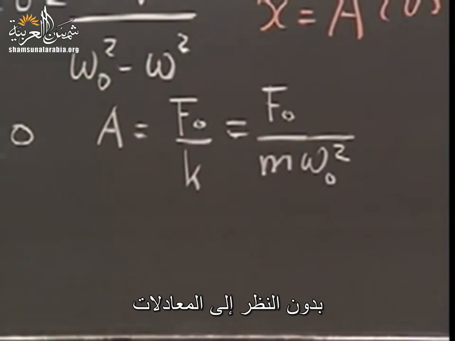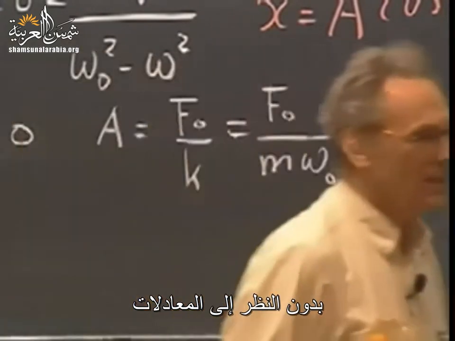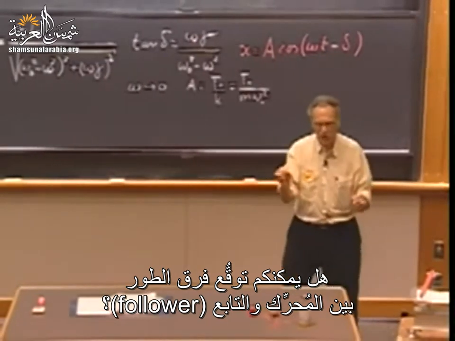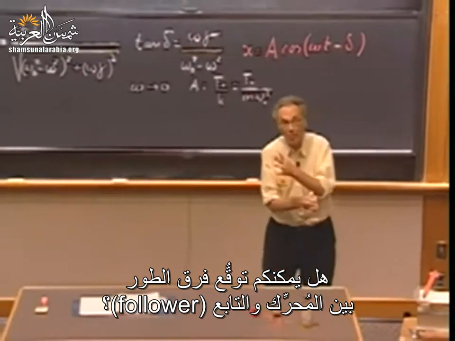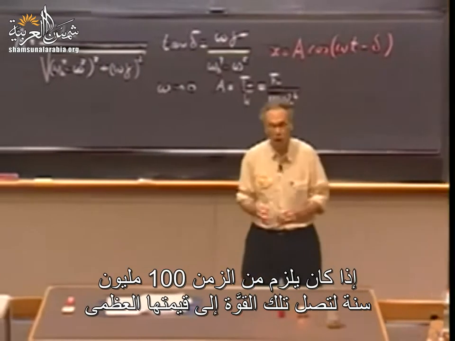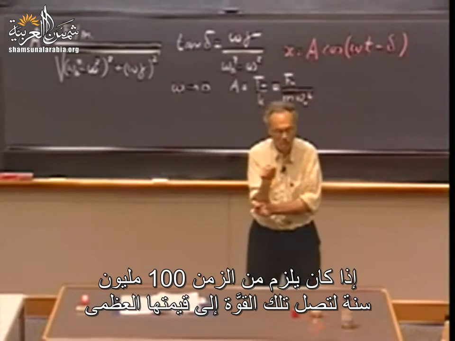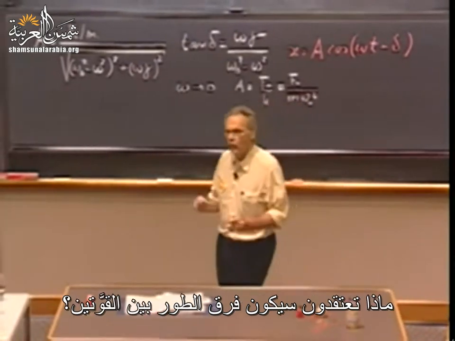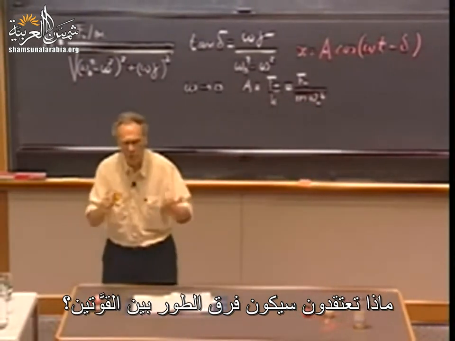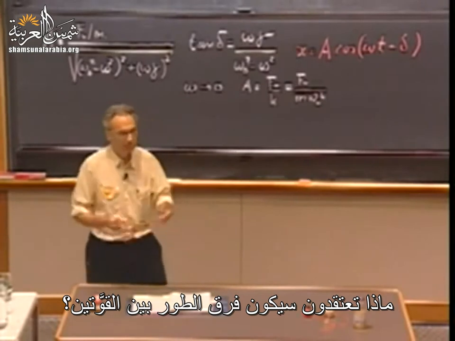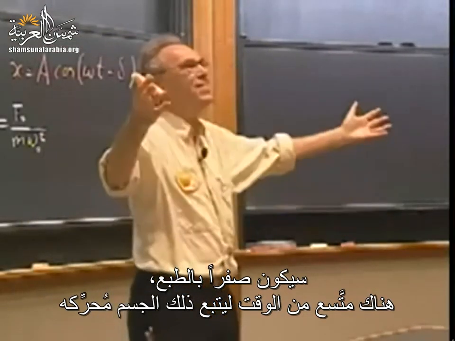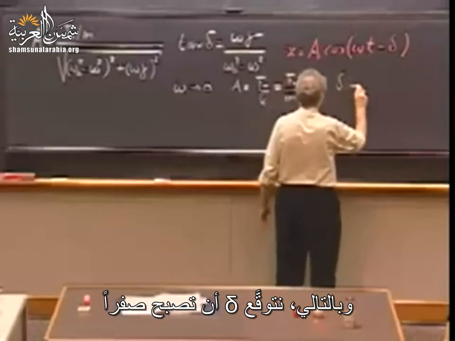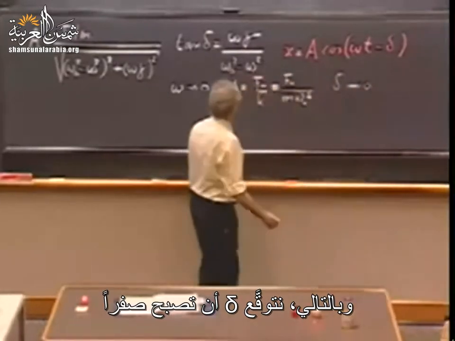Now, without looking at equations, can you guess what the phase difference is between the driver and the follower, if it takes 100 million years for that force to slowly reach its maximum and 100 million years to go back again? What do you think will be the phase difference between the two? It will be 0, of course. There's plenty of time for that object to follow. So you expect that delta becomes 0.